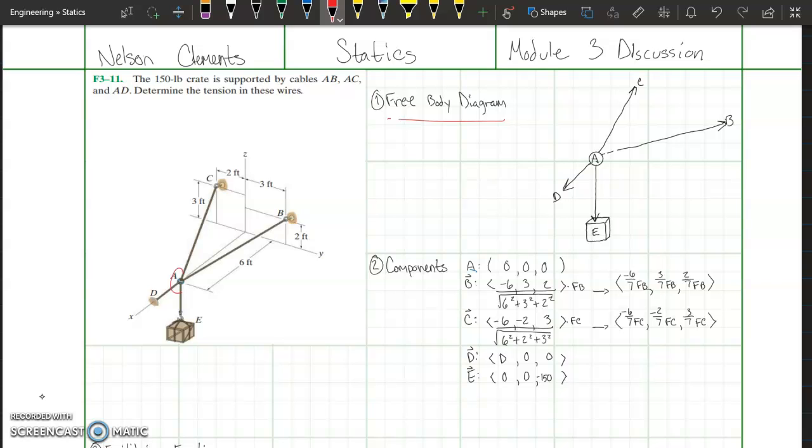We're going to start at our center point here, A. As you can see, I made the point A right there, my center, all zeros. Then we drew our vectors coming off of it for C, B, and D. Also the weight hanging down on E.